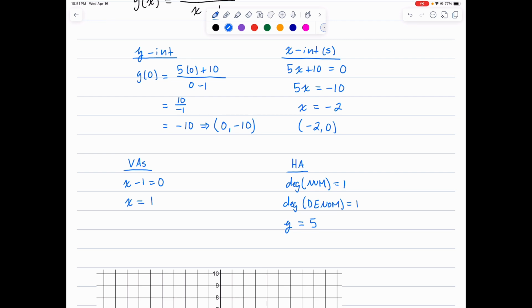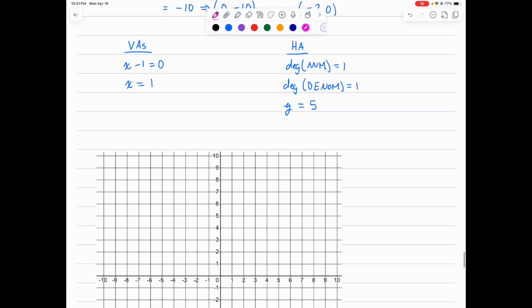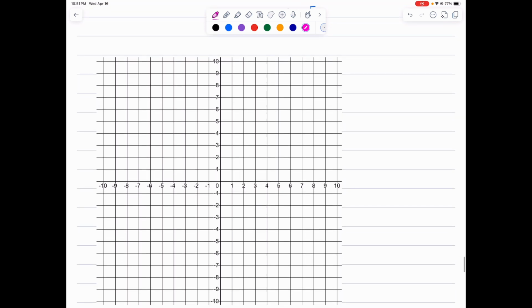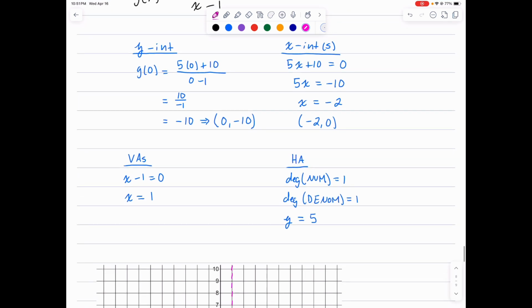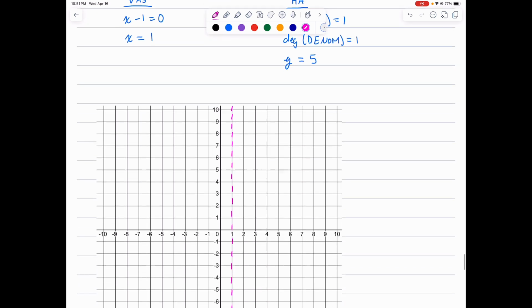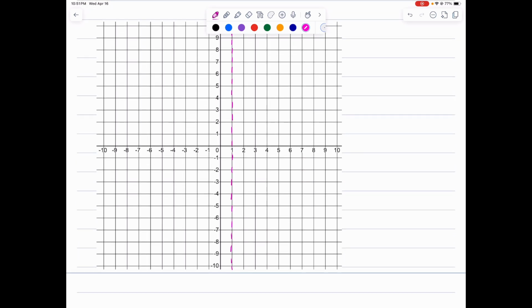So now we're going to graph. Let's start by graphing our vertical asymptotes. So a vertical asymptote at x equals 1. So we're going to go here and write a vertical asymptote here at x equals 1. And then we have a horizontal asymptote at y equals 5. So we are going to go and write y equals 5.